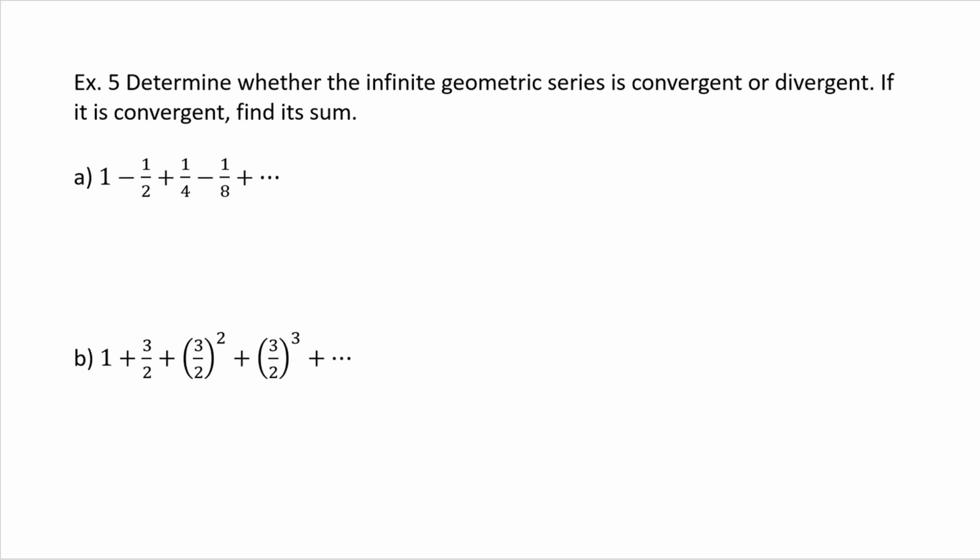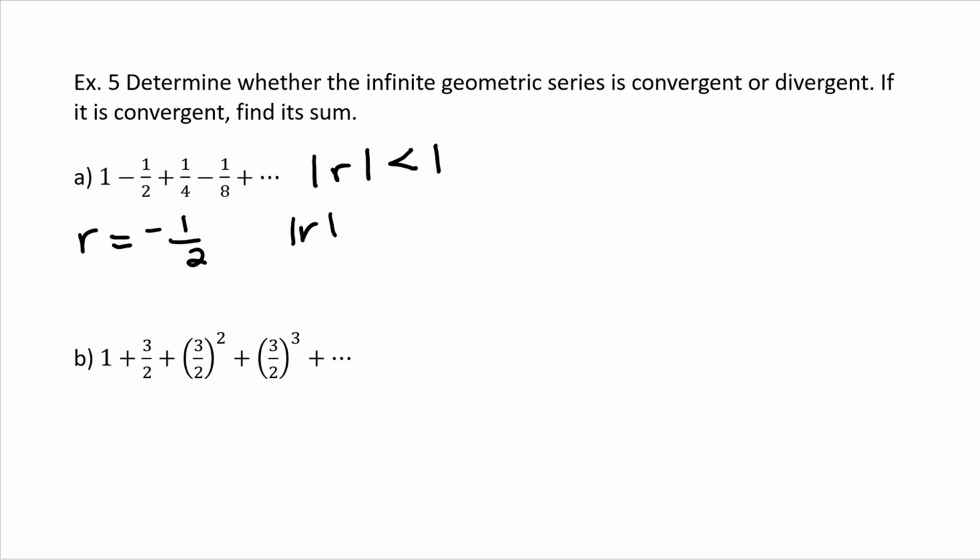Determine whether the infinite geometric series is convergent or divergent. If it is convergent, then find its sum. An infinite geometric series is convergent if the common ratio's absolute value is strictly less than 1. The common ratio for the series 1 minus 1/2 plus 1/4 minus 1/8 turns out to be negative 1/2. In fact, you can check by multiplying an existing term by the common ratio and it'll give you the next one. So let's see what happens.